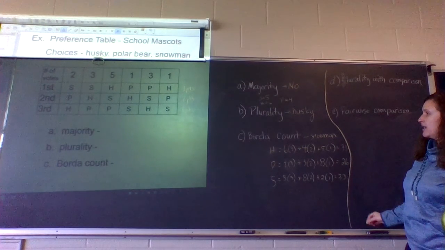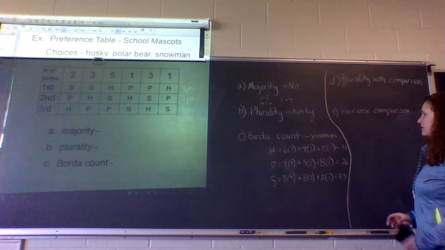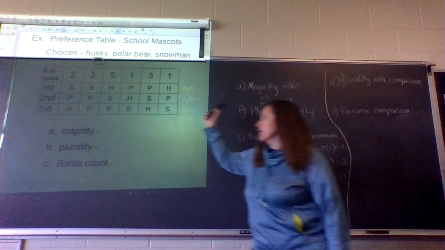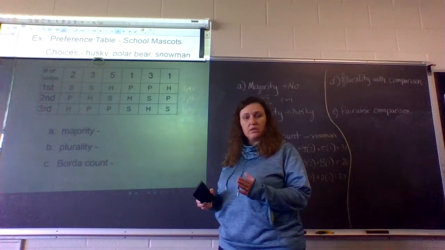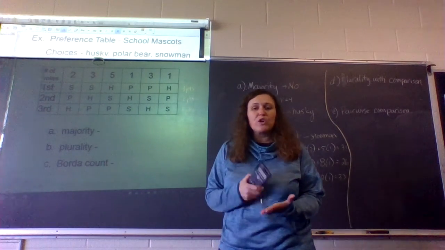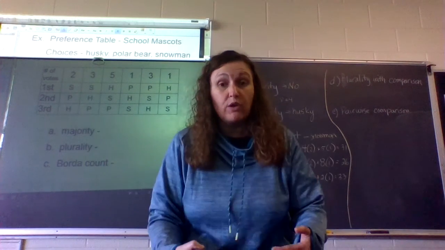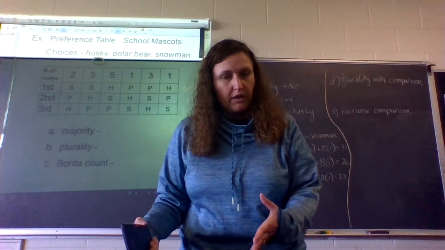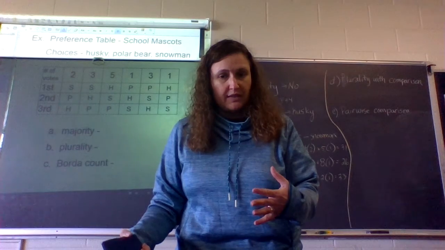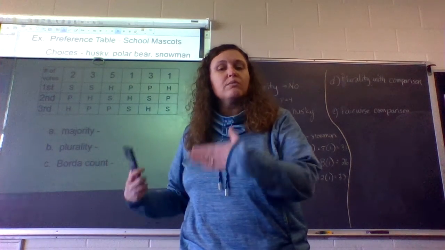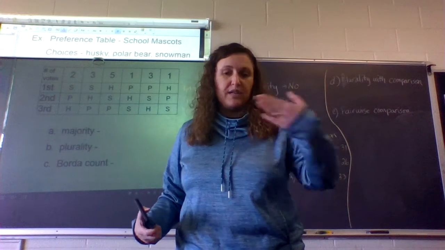All right, so now we're at plurality with comparison. Remember, we started with the plurality winner, which is Husky, the one that won the most first place votes. It had 6. Was that a majority? No. That means we're not done. We have to do a revote, except we're not able to do a revote here, or we aren't going to take the time. So what we're going to do is take people's preferences and assume that's how they would have voted if we did a revote.